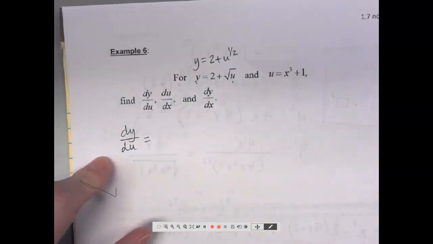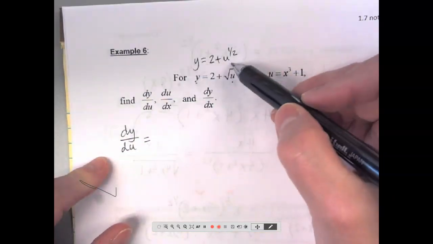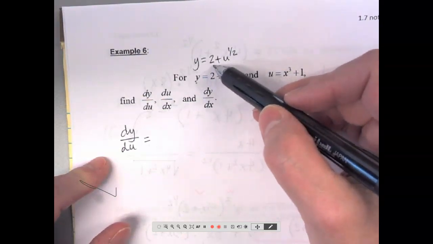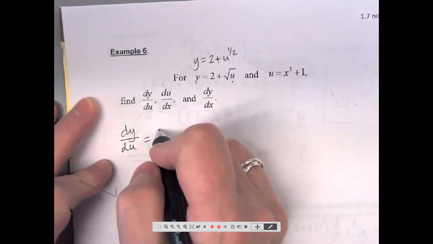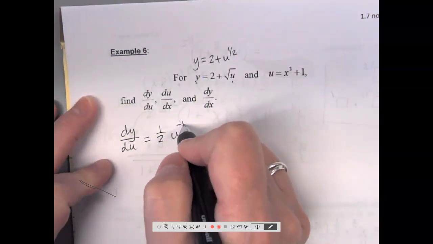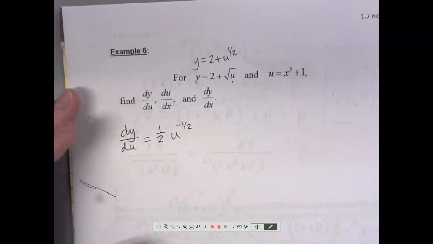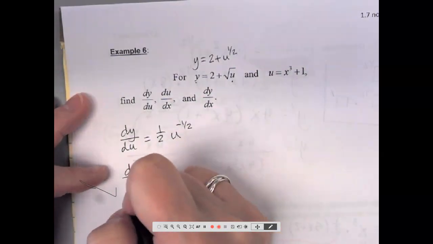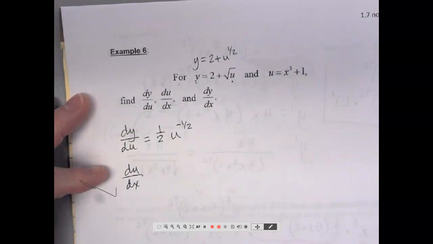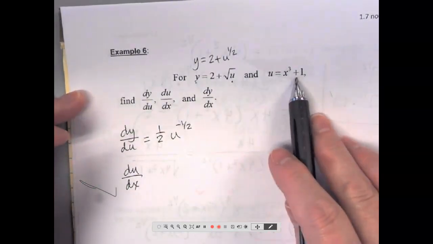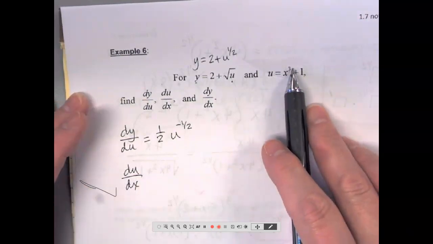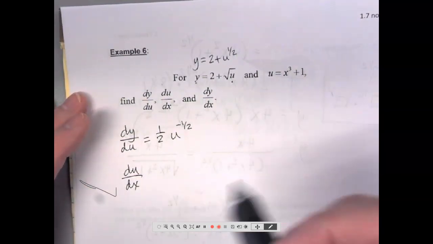Now, dy du means take the derivative of this equation with respect to u. So that's easy. Derivative of 2 is 0. Derivative here is 1/2 u to the negative 1/2. And that's it. Okay, find du dx. So, whole new problem, but now we're going to this equation, find the derivative of u with respect to x. Well, that's 3x squared plus 0.